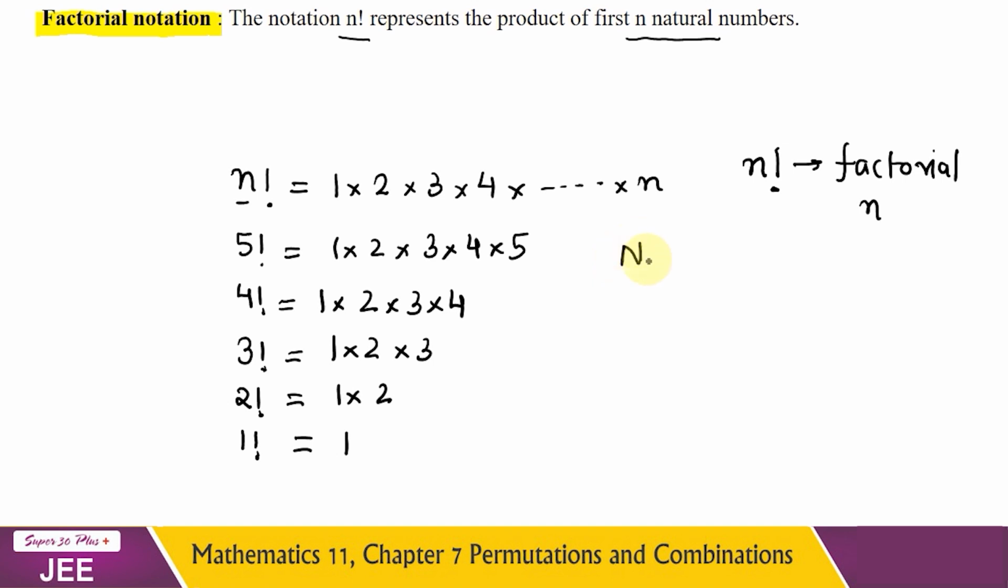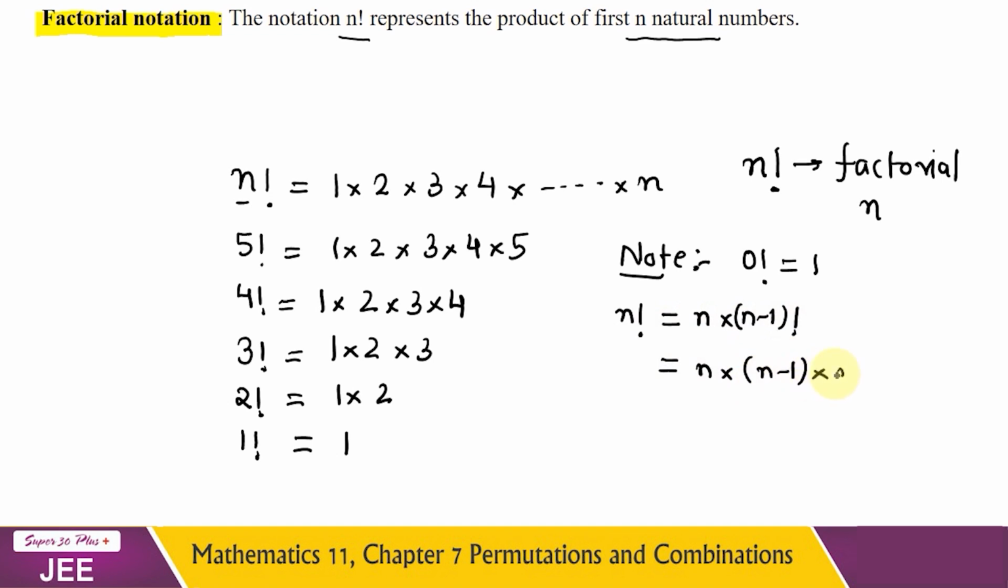Now, some points worth noting is that 0 factorial by definition is equal to 1. Alright, 0 factorial is to be taken or considered always equal to 1. Also, n factorial can be written as n into n minus 1 factorial. Alright, or it can be written as n into n minus 1 into n minus 2 factorial, or it can be written as n into n minus 1 into n minus 2 into n minus 3 factorial.